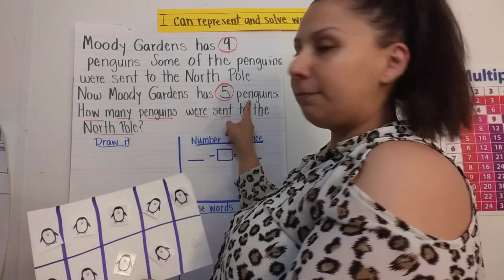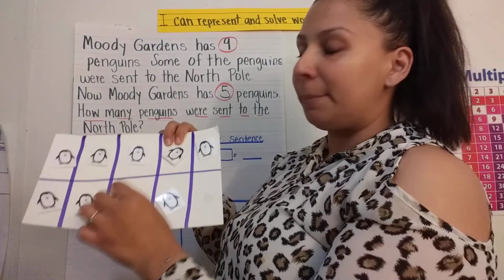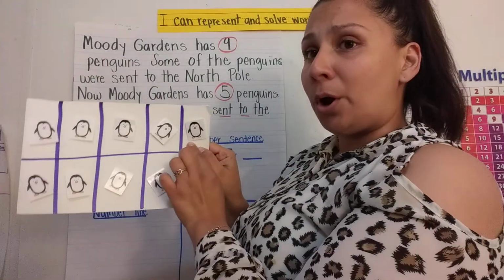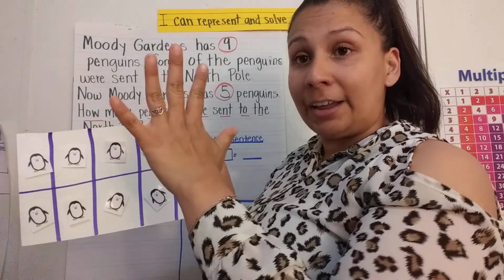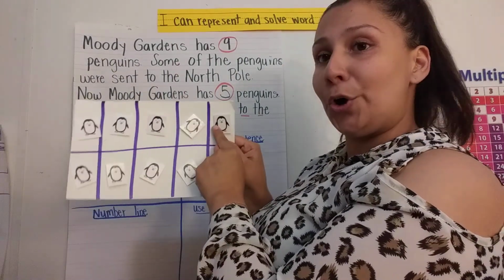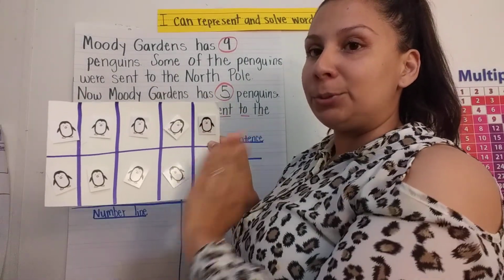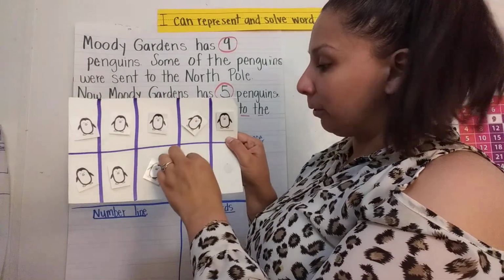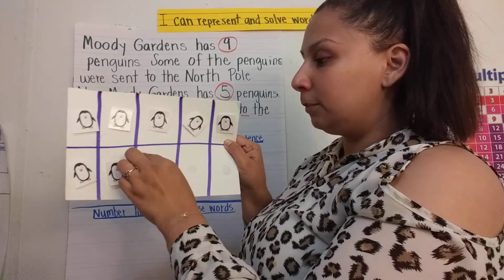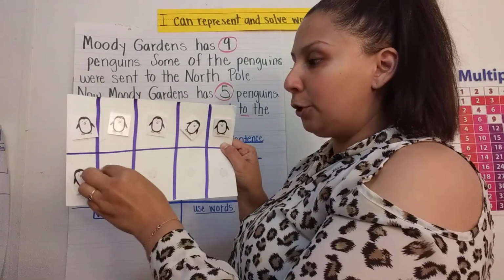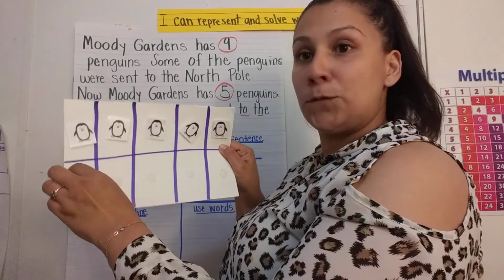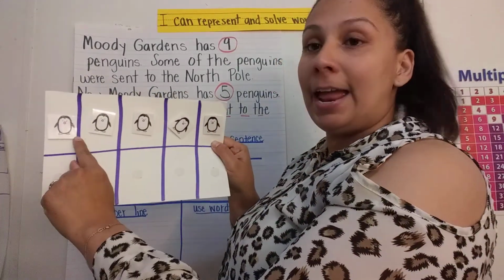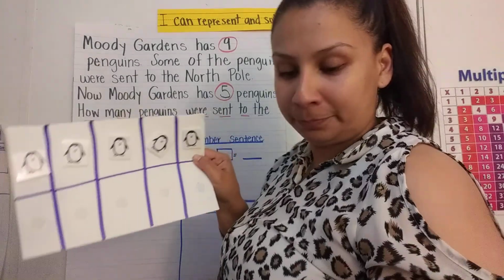Some of the penguins were sent to the North Pole. Now Moody Gardens has 5 penguins. So I'm going to take penguins away till I only have 5 left. And I know one row on my 10 frame is 5. So when I have just one row of penguins left, that's when I know to stop taking penguins off my 10 frame. So I'm going to take 1, 2, 3, 4. I took 4 penguins off my 10 frame, and I was left with 5.